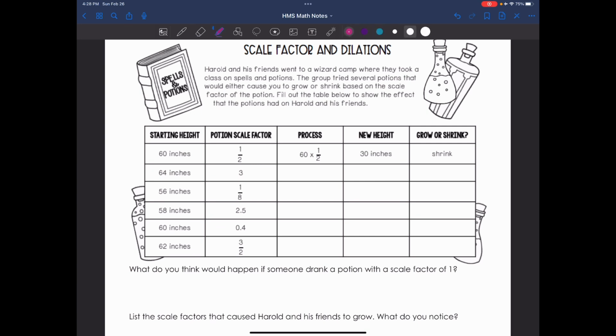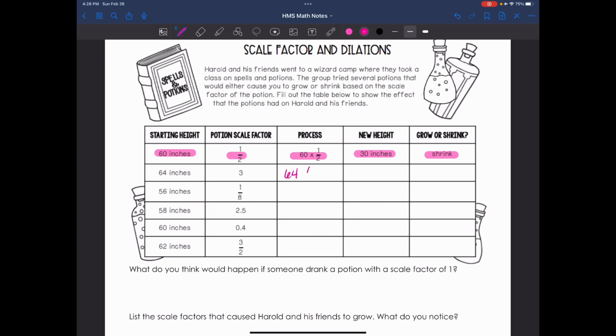So the first one's done for us. I love that. So our starting height is 60 inches. And our scale factor is 1/2. So they multiply by 1/2. Got 30 inches, and because 30 is smaller than 60, he shrunk. That makes sense. So mathematically, this should be easy. All I'm doing is multiplying, right?